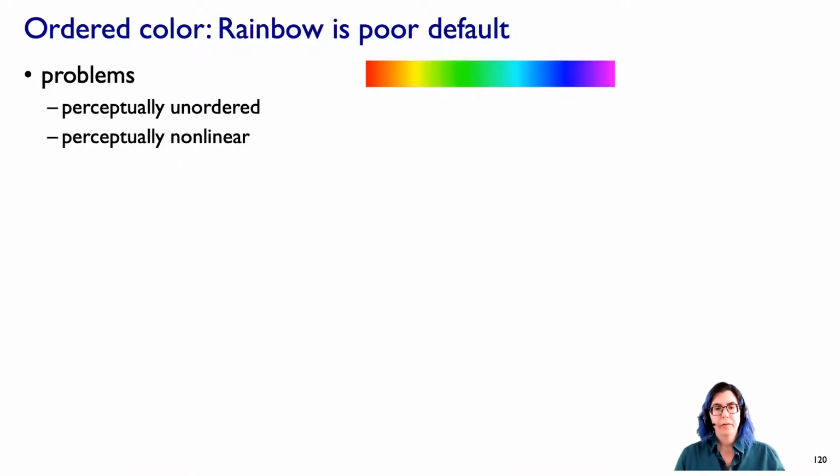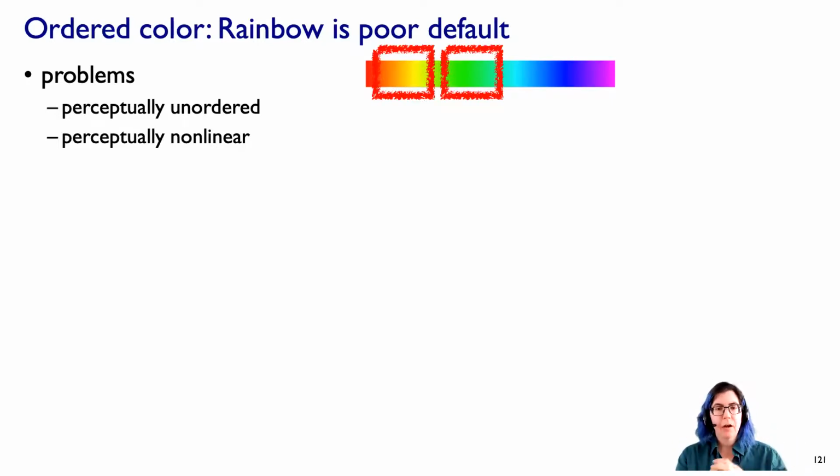The other very common mistake with color is to think that rainbows are good to use for ordered attributes. It's not a good choice for default. We've already talked about the problem that it's perceptually not ordered. Moreover, it's not even perceptually linear. So consider two different same-size portions of this color ramp.